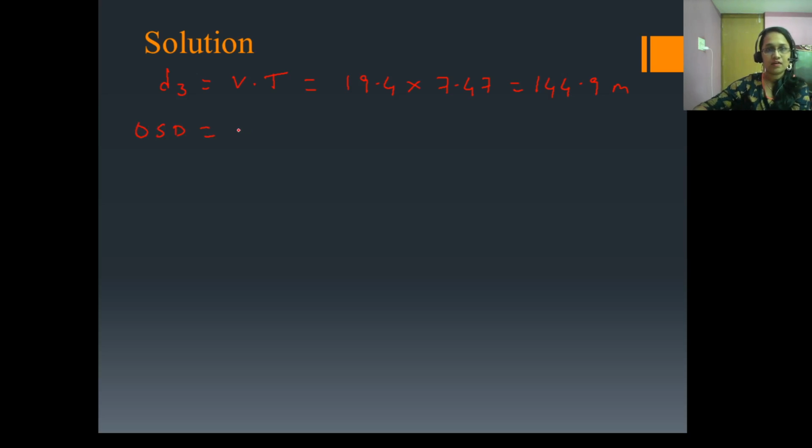So your OSD will be D1 plus D2 plus D3, which equals 22.2 plus 110.5 plus 144.9, which equals 278 meters. Next we need to calculate the minimum length of the overtaking zone, that is your part B.